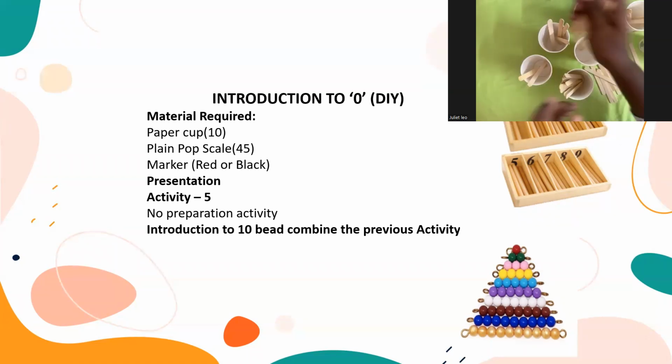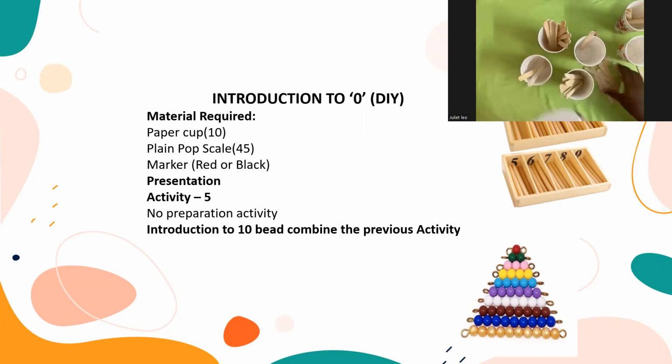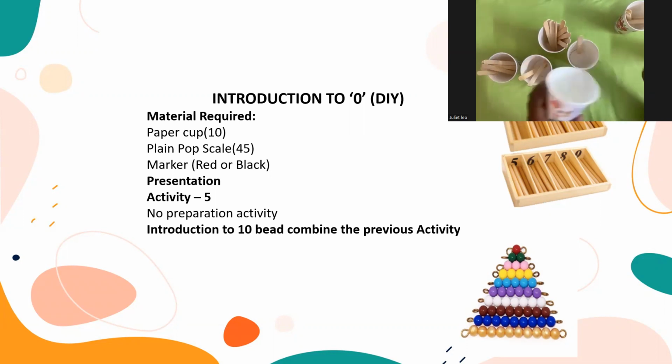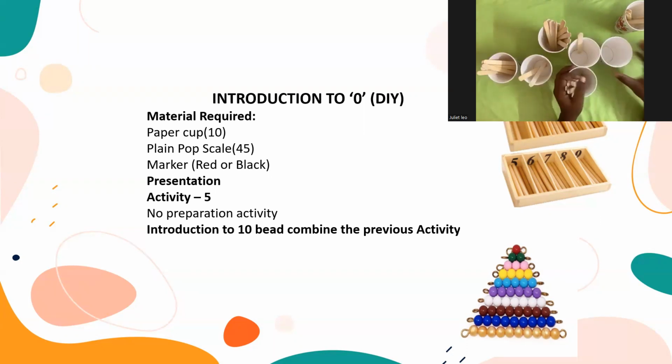Now this is number 0. The number 0 will be empty. This is number 6. So 0 will be empty so that we can tell our child, 0 means nothing. Inside we don't have anything, any pop sticks here. In this way, we can introduce the concept of 0. We don't have any pop sticks here, so we don't have anything inside.